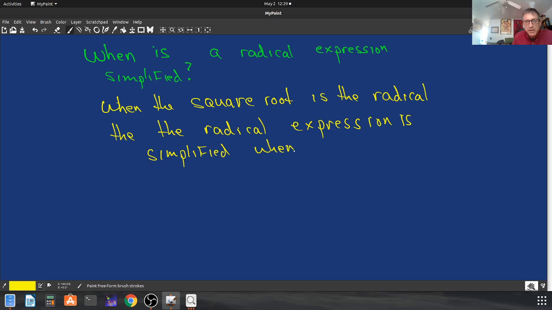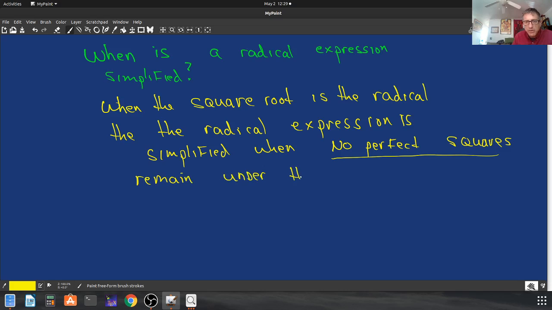when no perfect squares remain under the radical.